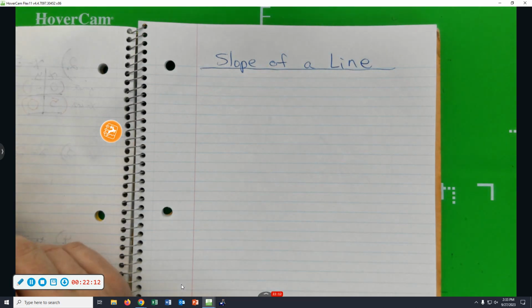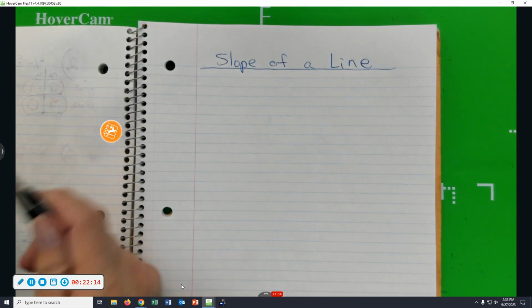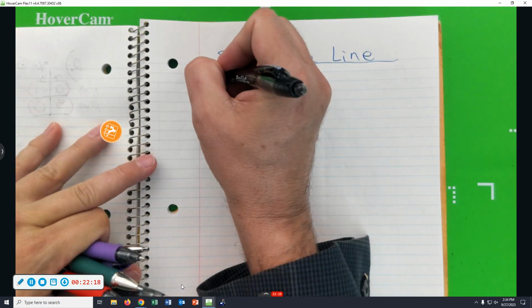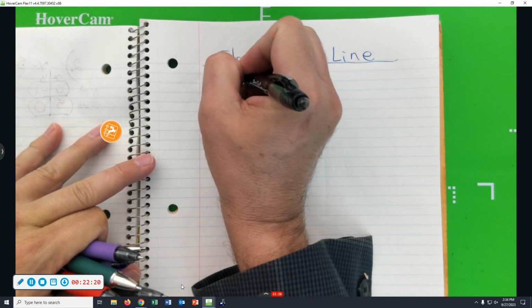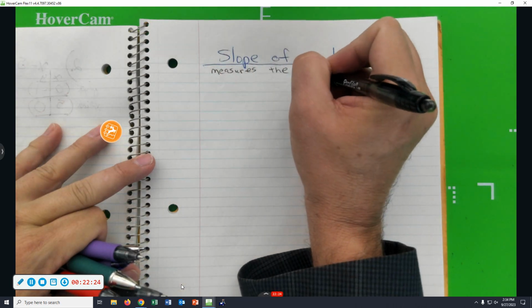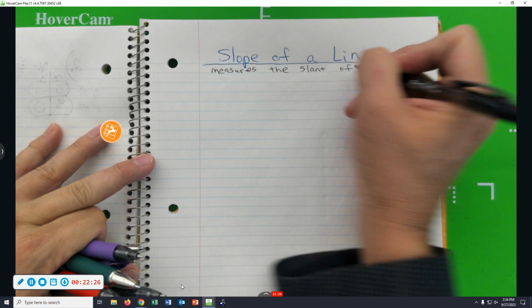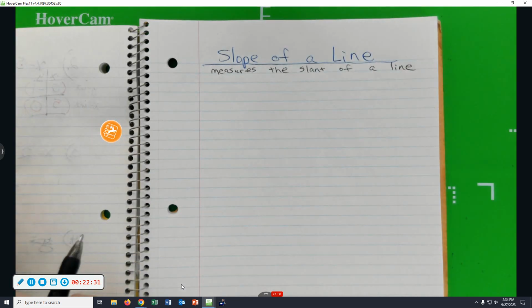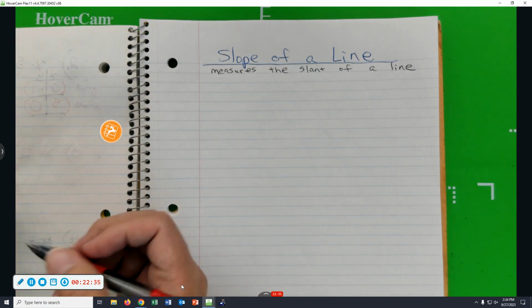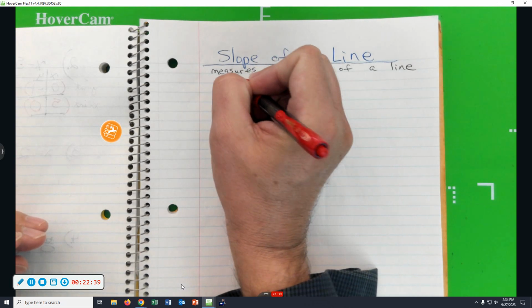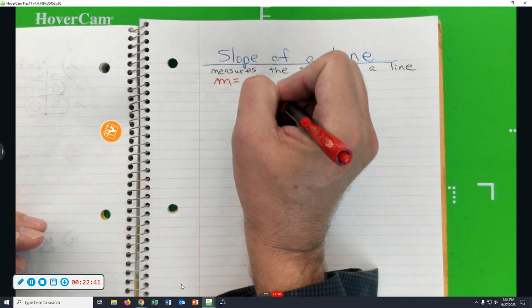The slope of a line measures the amount of slant of a line. Is it real steep or is it real flat? It's a standard practice to let the letter M denote the slope of a line.